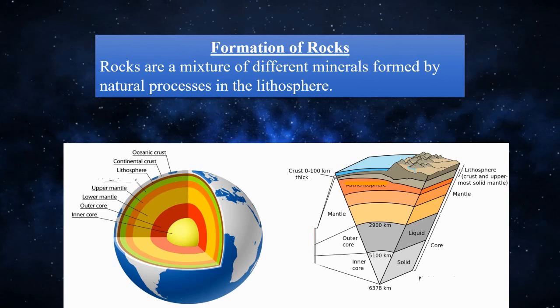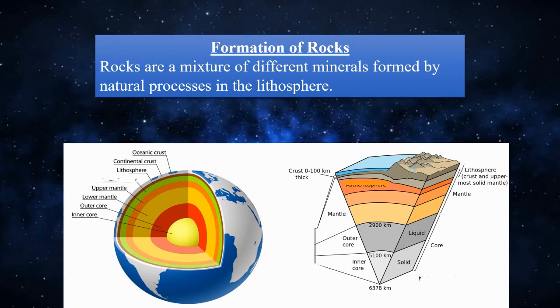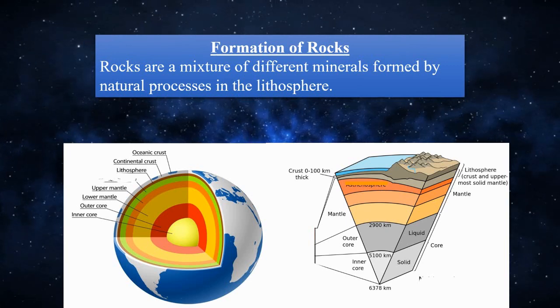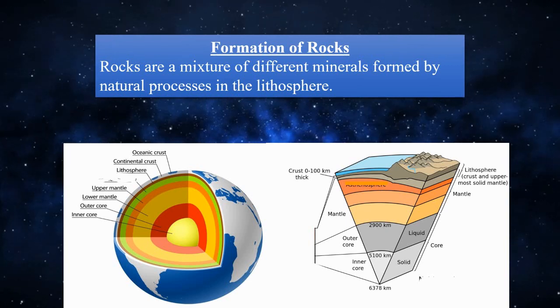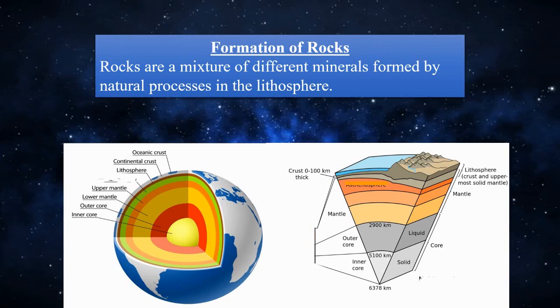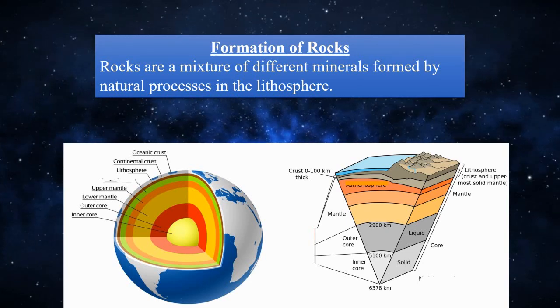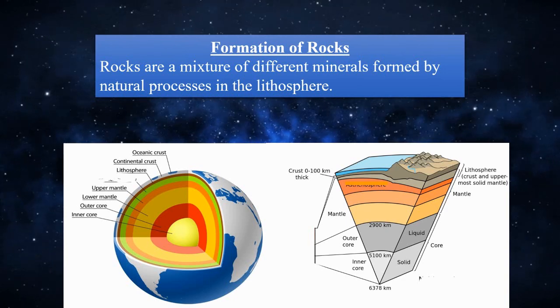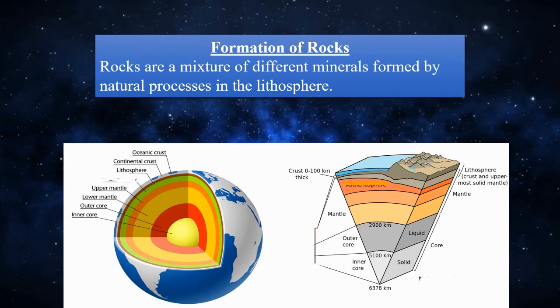And there are three major types of rocks, that is, the igneous rock, sedimentary rock, and the metamorphic rock. Every rock has its own process of being formed.